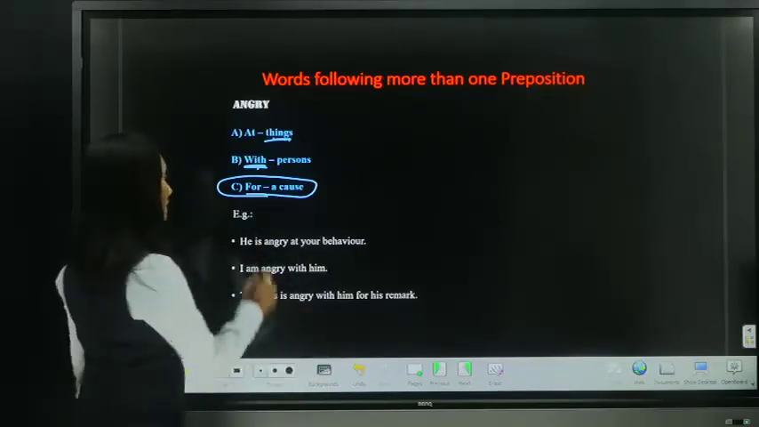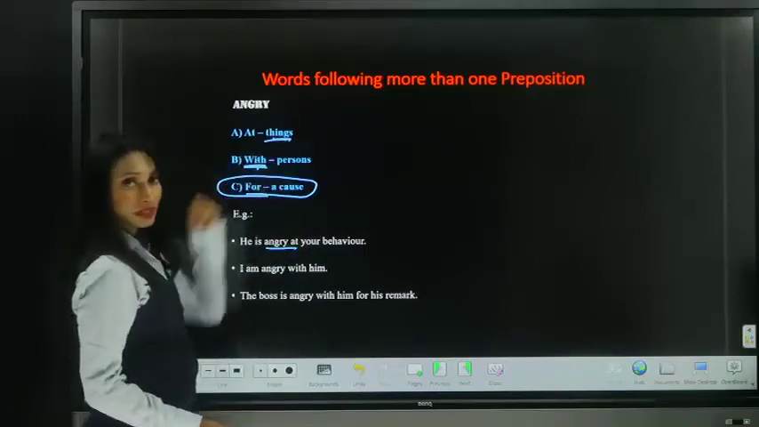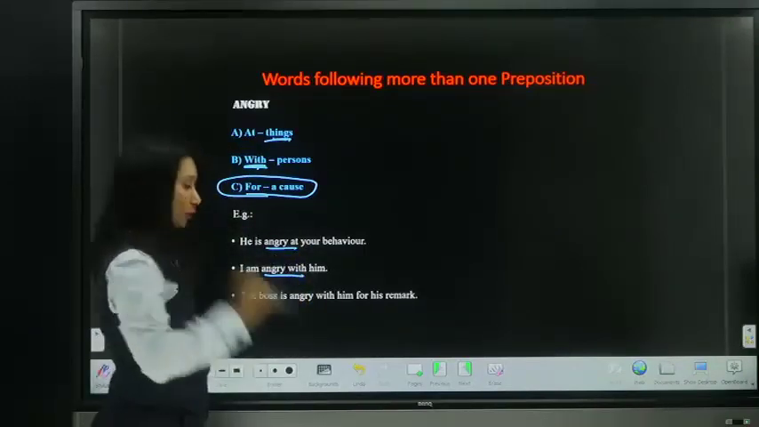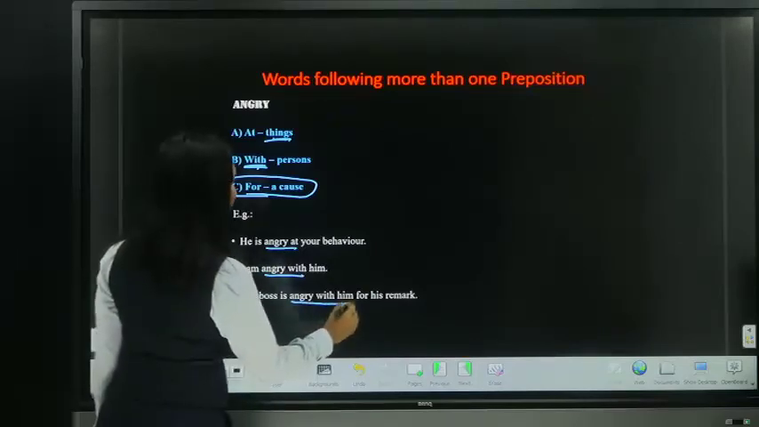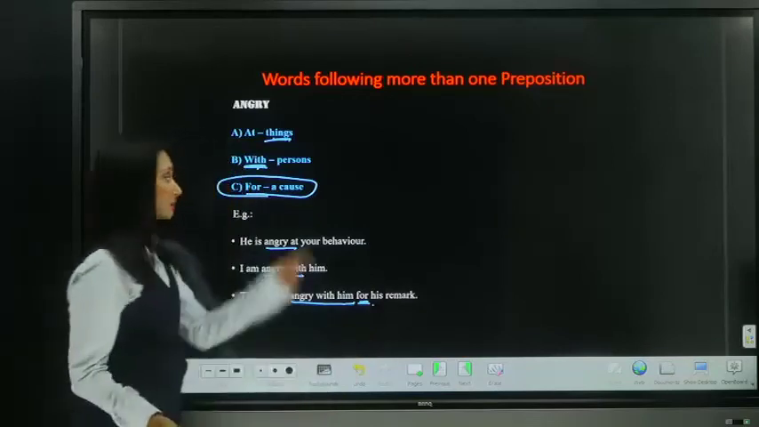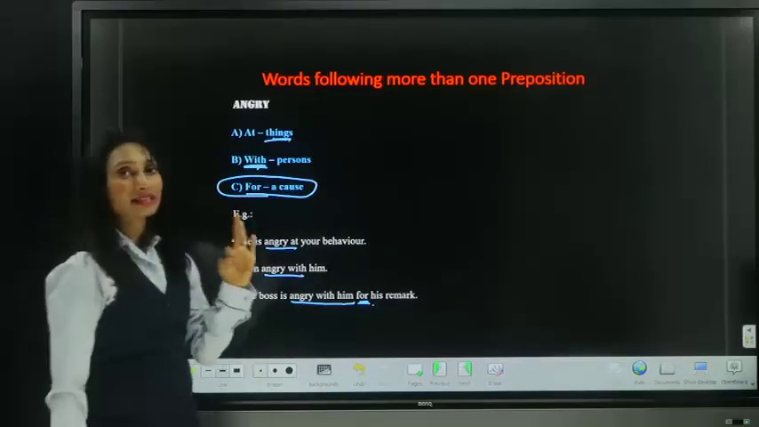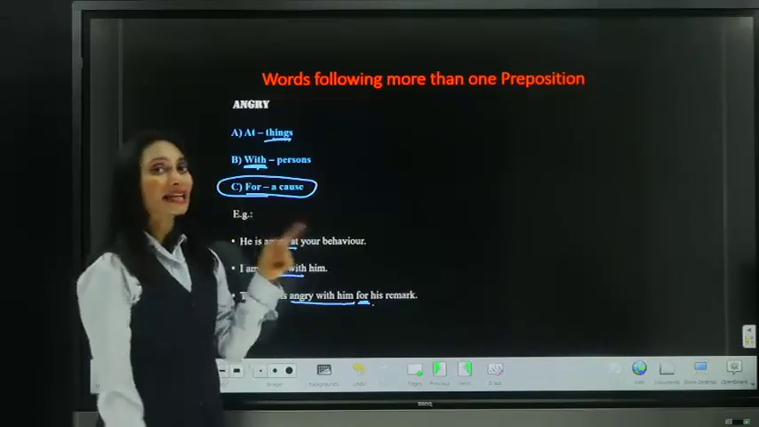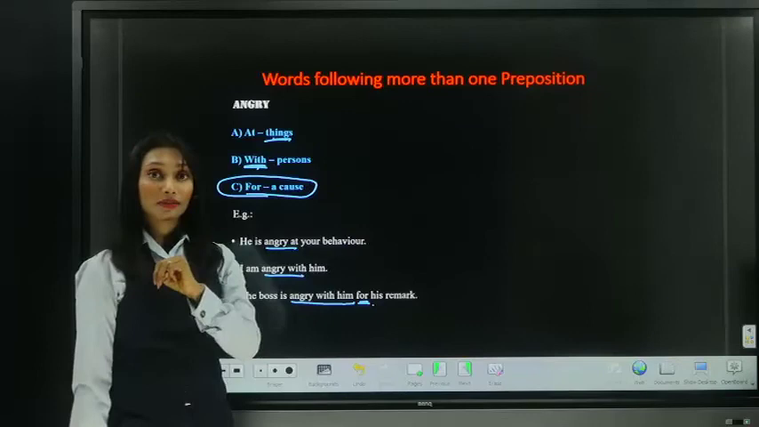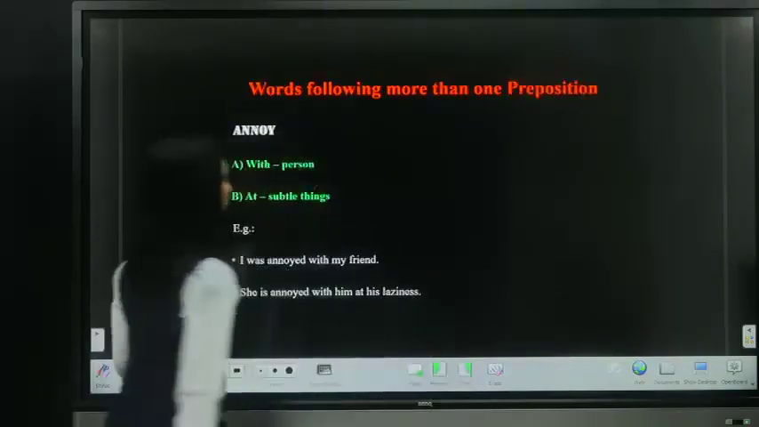For example, he is angry at your behavior. Things. I'm angry with him. Person. The boss is angry with him. Person. For his remark. Cause. I hope it is clear. Angry is followed by three prepositions. At things, with persons, for cause. Now let's move on to the next one.